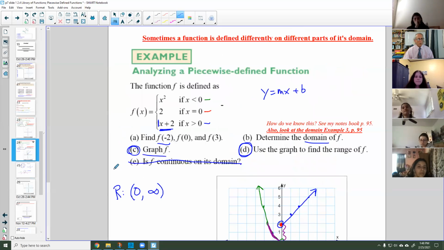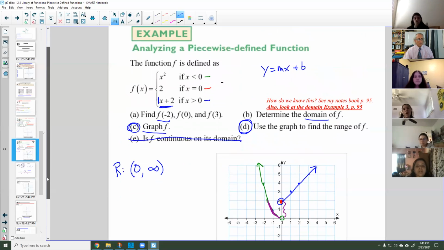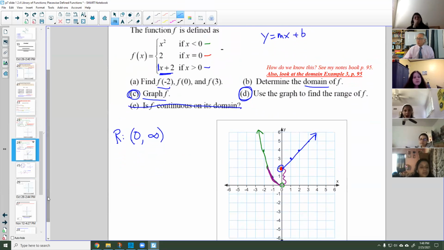Okay, so questions? No questions. We're all doing okay with piecewise functions here. A little bit of practice will help. It really won't take that much practice.